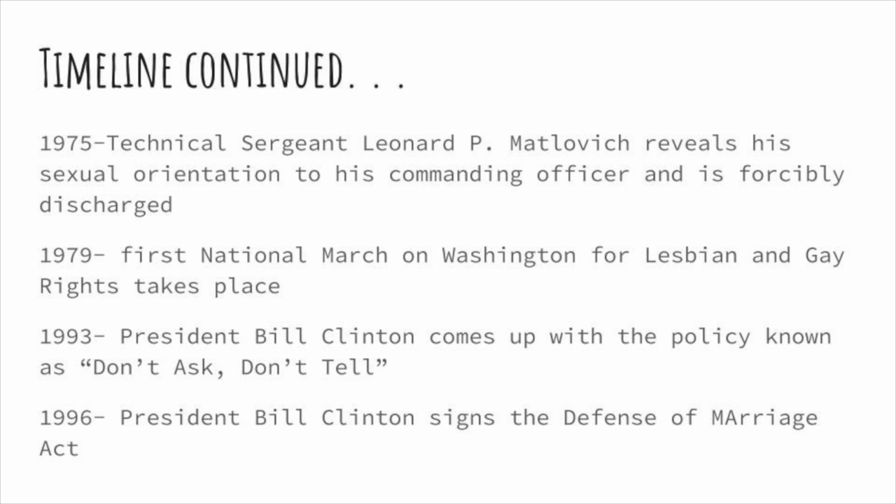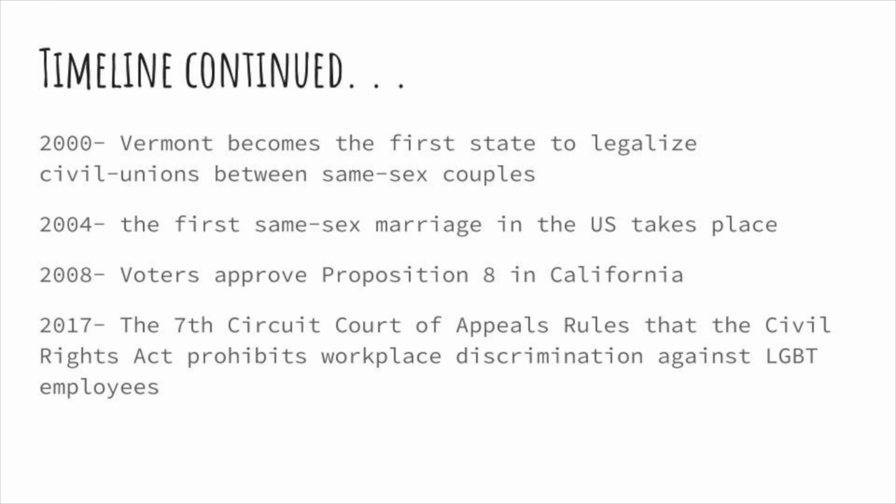In 1996, the president signs the Defense of Marriage Act, which bans federal recognition of same-sex marriage, which sparked a lot of anger for many people because they thought they were advancing, but then this bill was passed and made them think otherwise. In 2000, Vermont becomes the first state to legalize civil unions between same-sex couples. And in 2004, the first same-sex marriage in U.S. takes place. In 2008, voters approved Proposition 8 in California, making same-sex marriage illegal. However, this is found unconstitutional 2 years later in 2010.